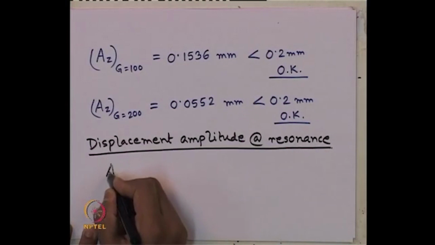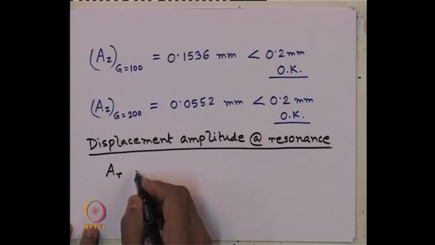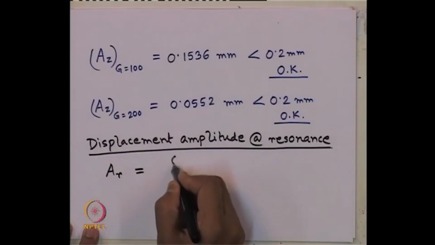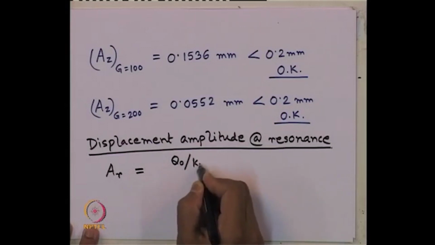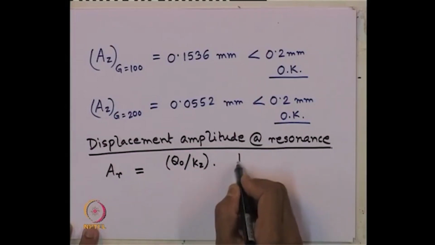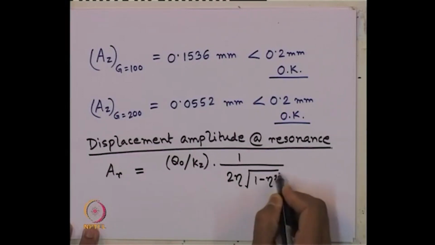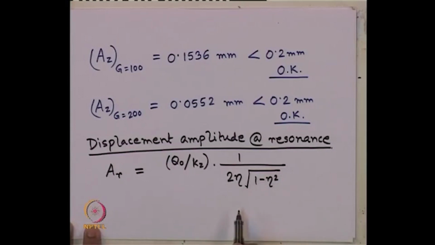That is, A resonance, the displacement amplitude at resonance, is given by Q naught by Kz times 1 by 2 eta root over 1 minus eta square. Do you agree with me? This we get from the maximum displacement at DMF, that is dynamic magnification factor. Dynamic magnification factor is nothing but the dynamic displacement by the static displacement.